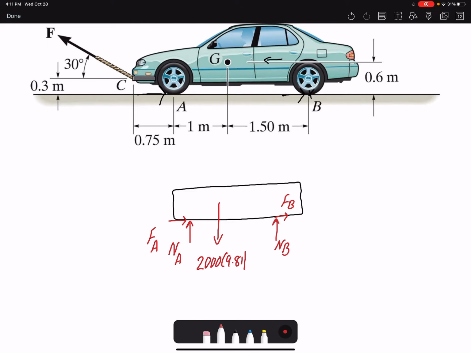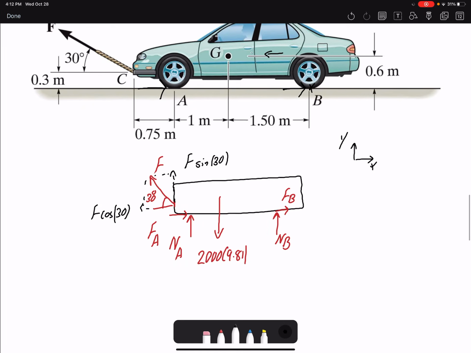Also, I have the towing force acting here at an angle of 30 degrees. It has vertical and horizontal components. So F sine 30 and F cosine 30. I'm going to assume X and Y as my coordinate system.